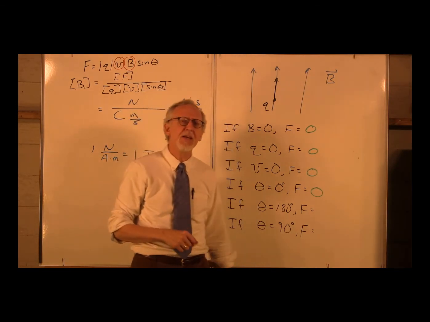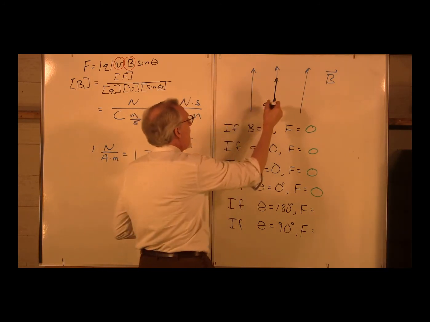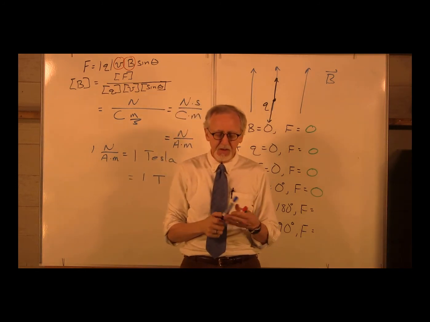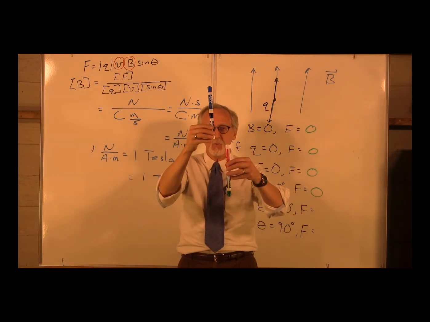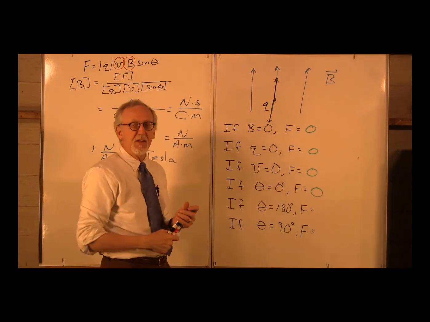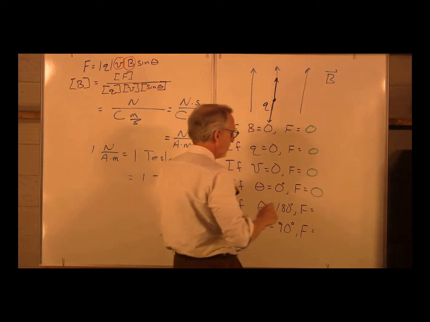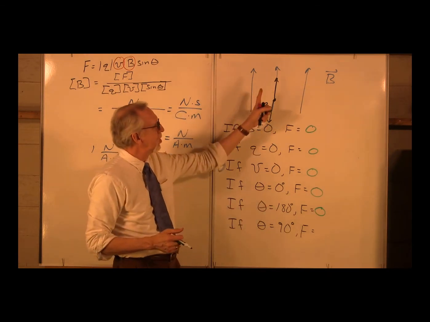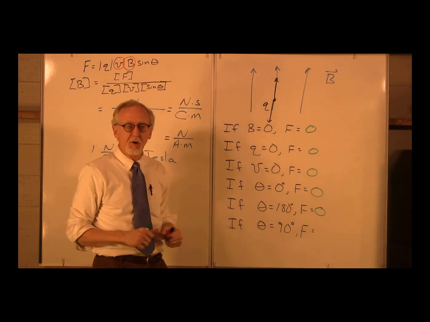What if theta is 180 degrees? What does that mean? That means the charge is moving in the opposite direction to the magnetic field. So if we've got a magnetic field this way, the velocity must be this way. They are in opposite directions, 180 degrees. What's the force in that case? Well, sine of 180 is also 0. So in that case, again, we have 0 force. If the charge is moving along the magnetic field or opposite the magnetic field, we end up with 0 force.